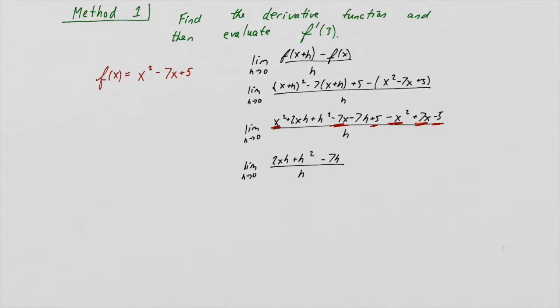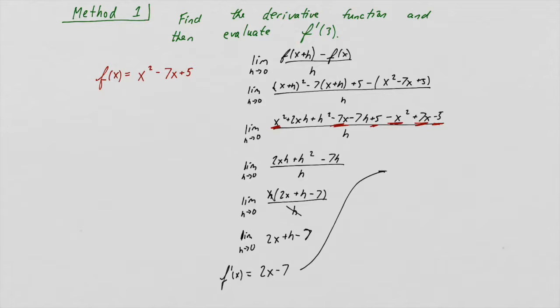So every term in the numerator has an h. So that's a good sign here. We'll factor that out and cancel that. The limit as h approaches 0 of h times the quantity 2x plus h minus 7 all over h. Those simplify out. And we're left with the limit as h approaches 0 of 2x plus h minus 7. And here we'll evaluate our limit, and we're going to get that this whole thing equals 2x minus 7. So we say that f prime of x equals 2x minus 7.